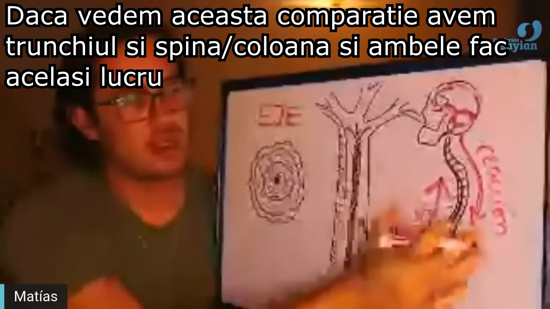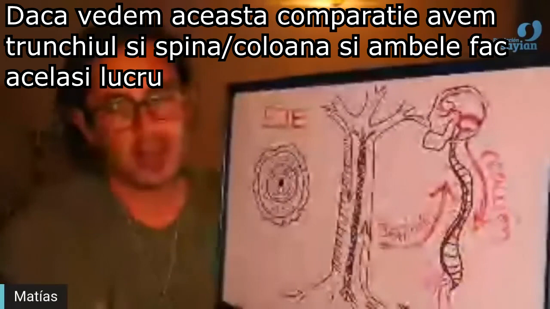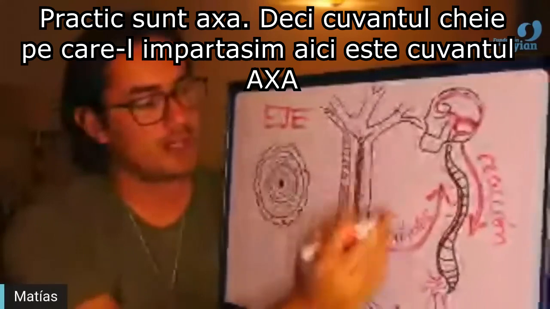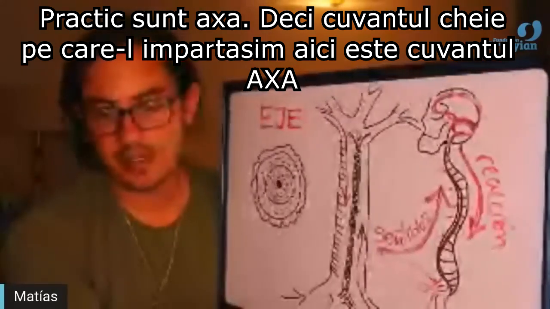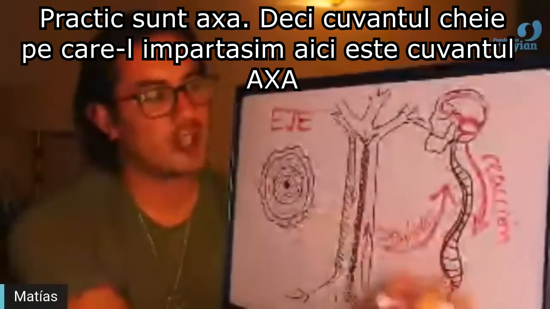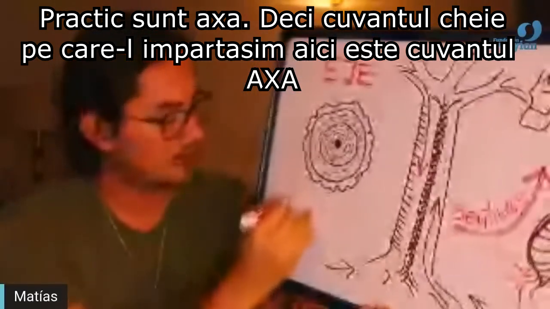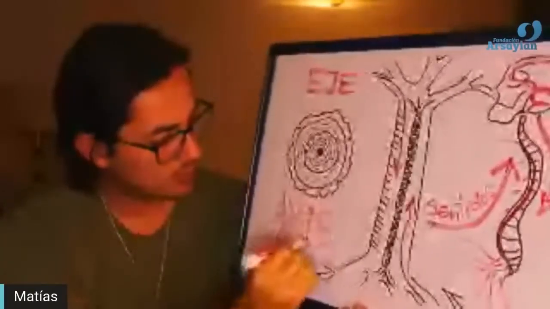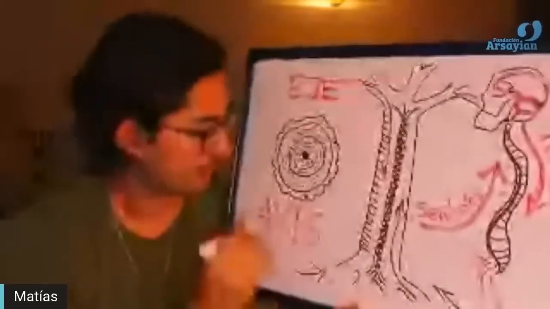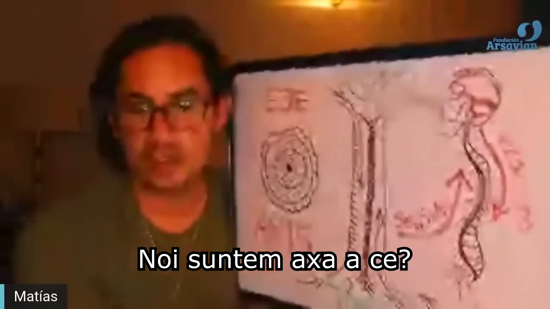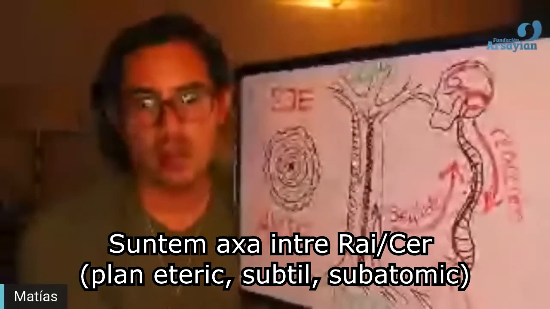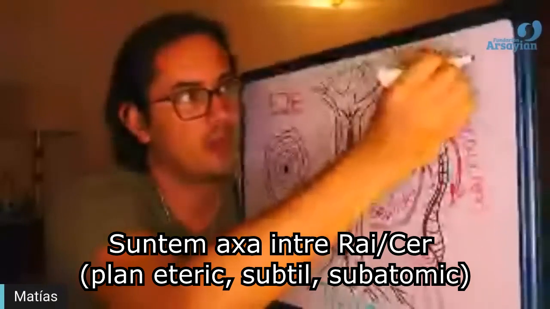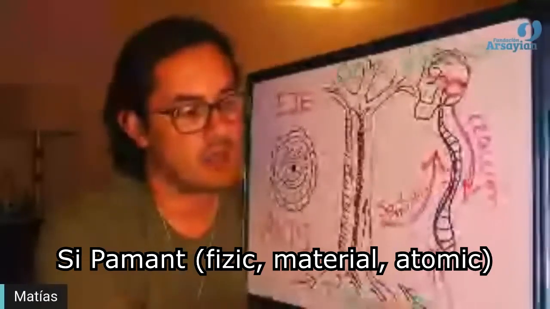If we see this comparison, we have the trunk and the spine, and they both do the same. So they are basically the axis. The key that we share here is the word axis. We are axis of what? Axis in between heaven and earth.